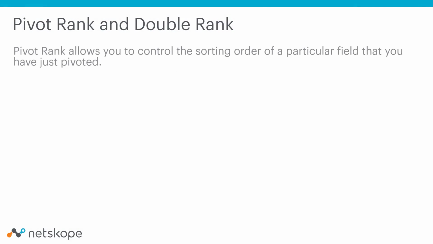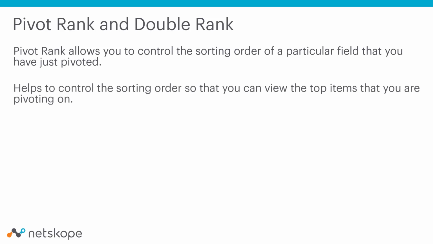A pivot rank is a concept that allows you to control the sorting order of a particular field that you have just pivoted. Typically, when you have a pivot that has very numerous output, this helps you control the sorting order so that you can look at the top 10 or top 2 items that you are pivoting on.